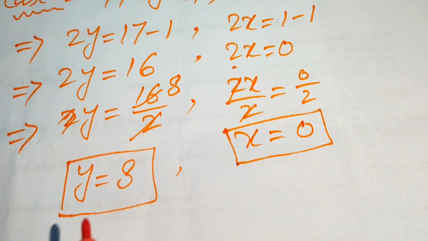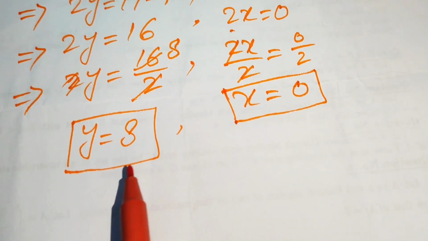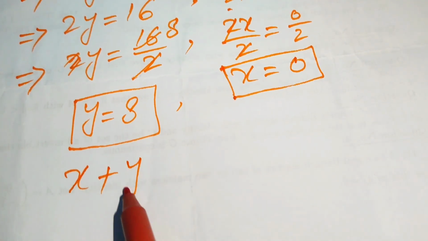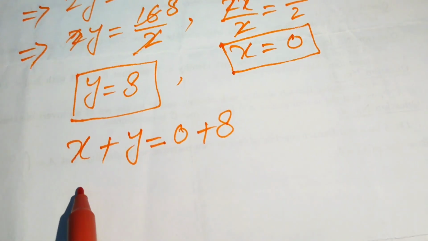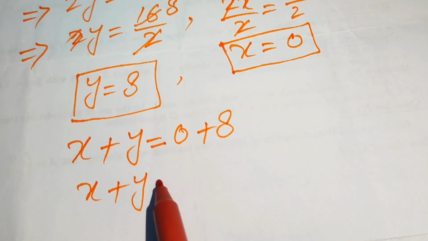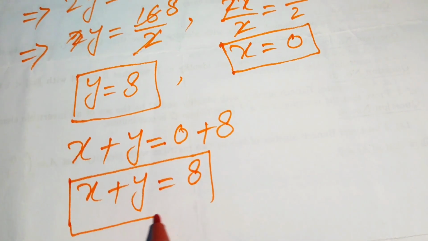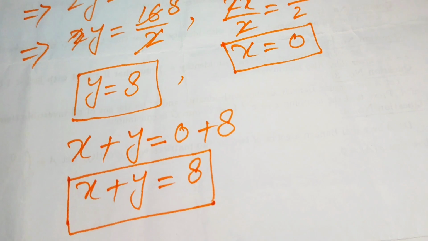So in case number 1 we have two values, the value of x and y: x is 0 and y is 8, so the value of x plus y is equal to 0 plus 8, and 0 plus 8 is finally equal to 8. So this is our final answer which we get from case number 1.